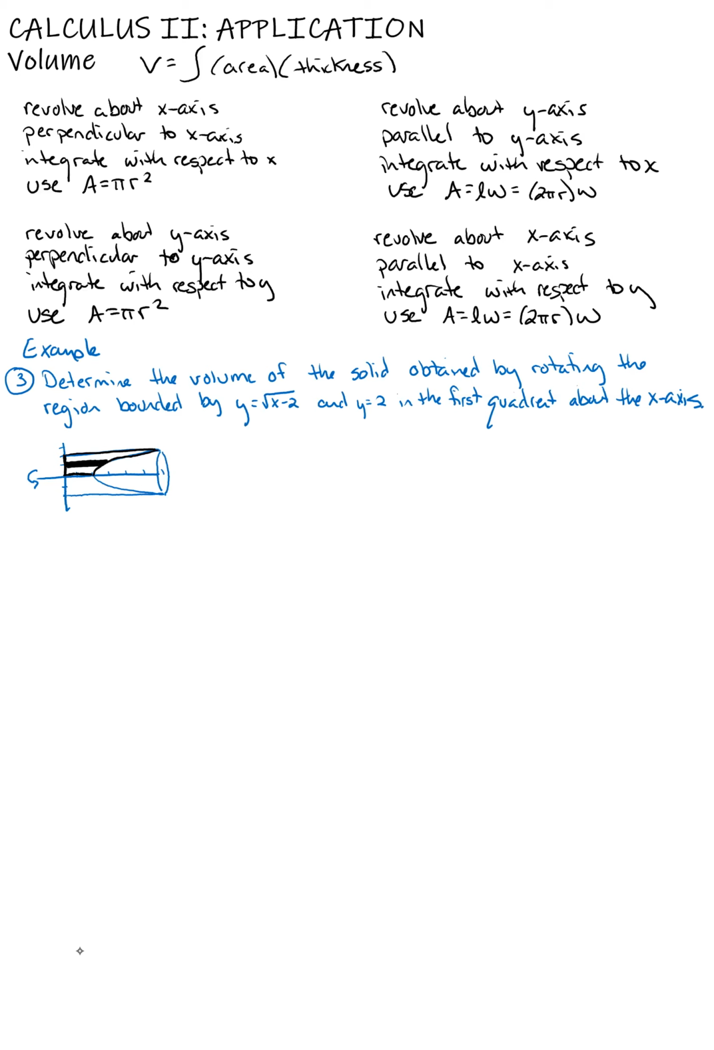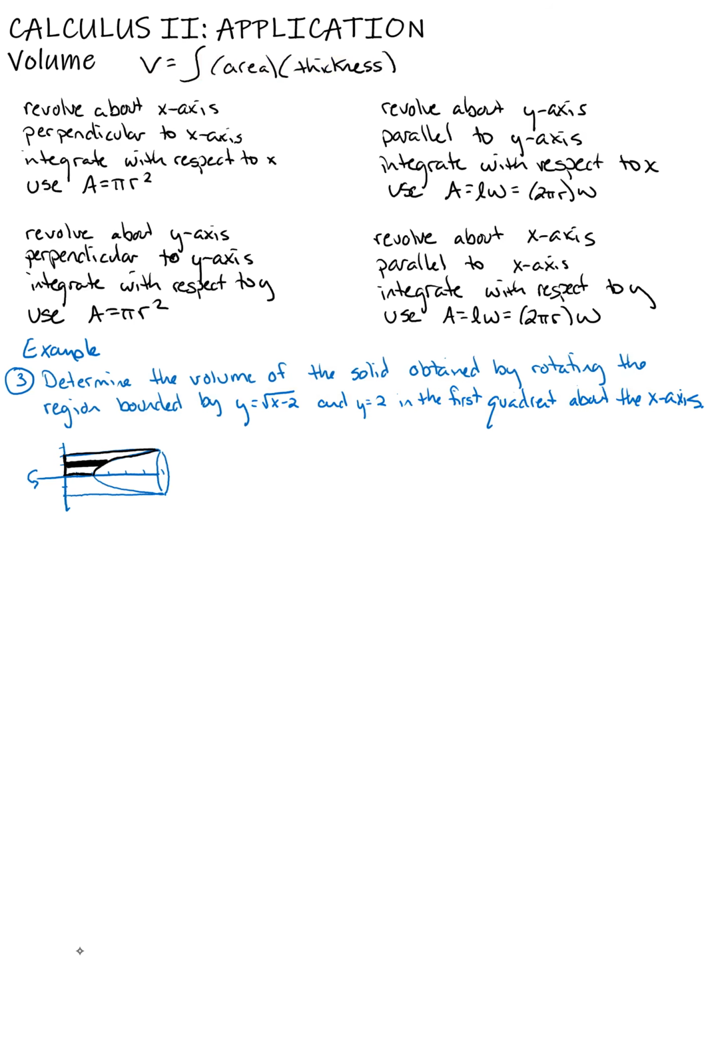I want to go over an example where we find the volume of a solid of revolution. Remember that volume we'll consider as area times thickness. So let's determine the volume of the solid obtained by rotating the region bounded by y equal to the square root of x minus 2 and y equal to 2 in the first quadrant about the x-axis.